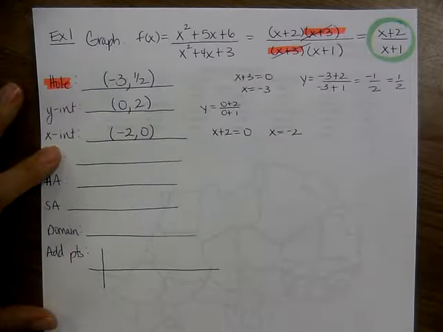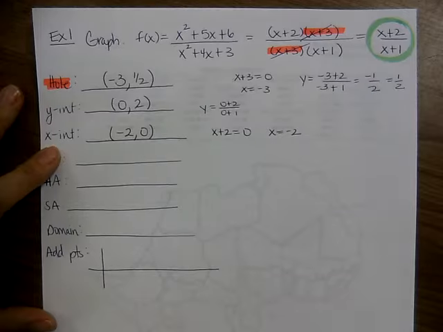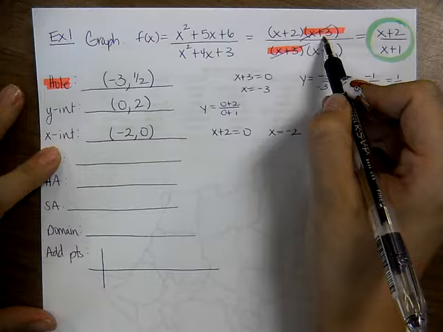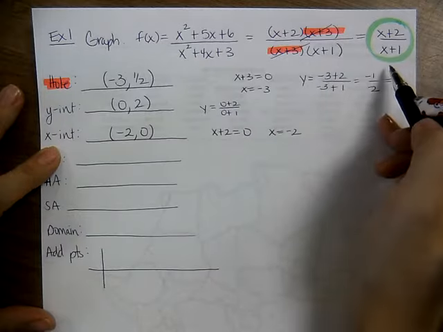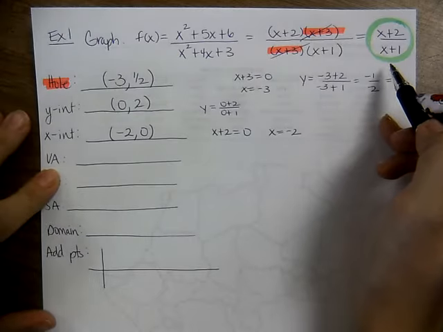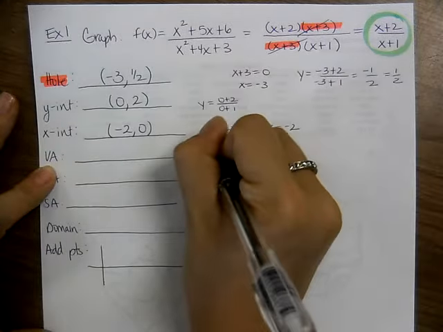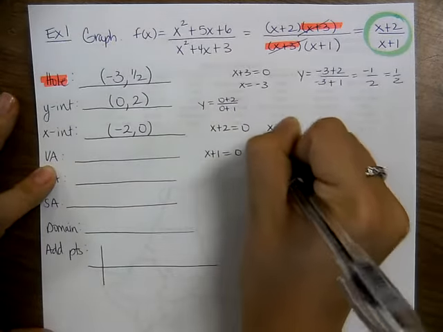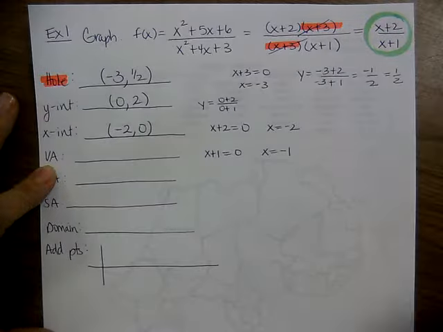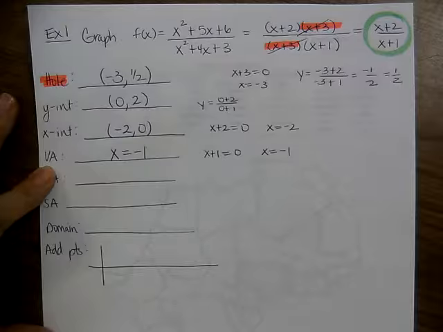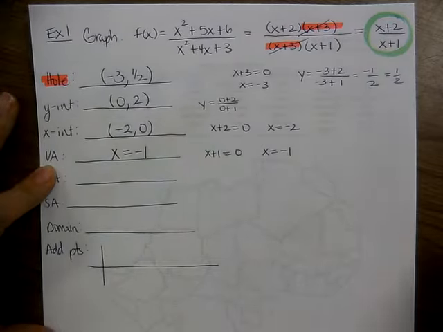Why do you just do x plus 2 equals 0? Because this term canceled. But you don't get rid of the denominator? No, because the denominator is going to make it undefined, which brings me to the vertical asymptote. So to find the vertical asymptote, you take the denominator and you set it equal to 0. So I'm going to take x plus 1 and set it equal to 0, giving me x equals negative 1. That means there's a vertical asymptote at x equals negative 1. We're going to have a dashed line there. This is a line that the graph can't cross. It's going to approach it, but it's not going to touch it.